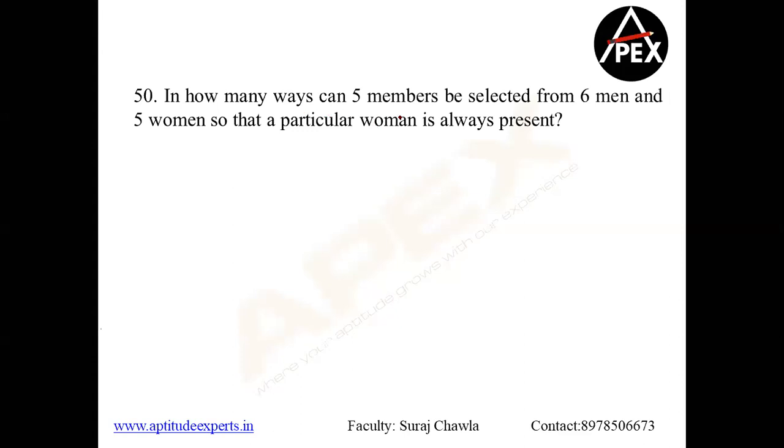Yep, let's see. So in how many ways can 5 members be selected from 6 men and 5 women so that a particular woman is always present? Now the concept is quite simple here. I know somebody named A is definitely present in the group. If somebody named A is definitely present in the group, that means I have how many men left now? So I have 6 men left and I have 4 women left. Clear? I repeat, I have 6 men left and I have 4 women left.